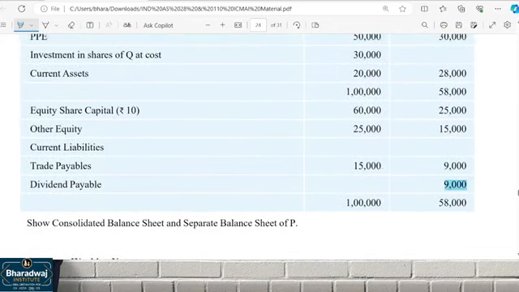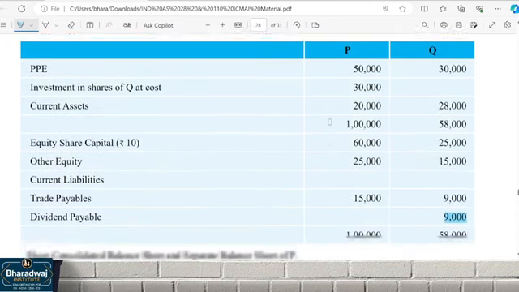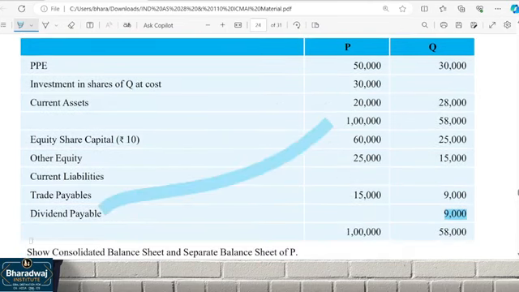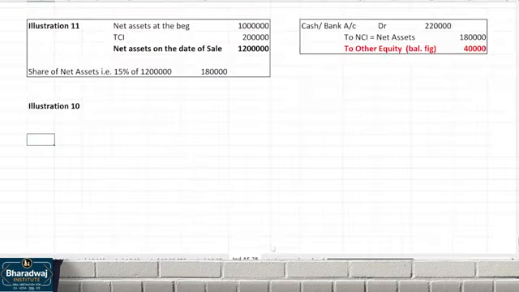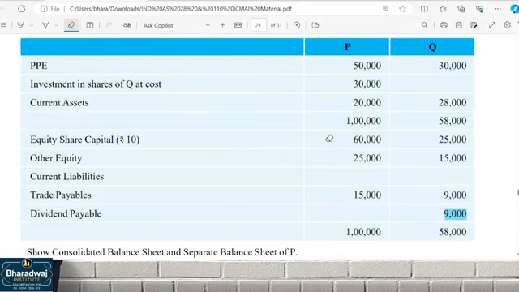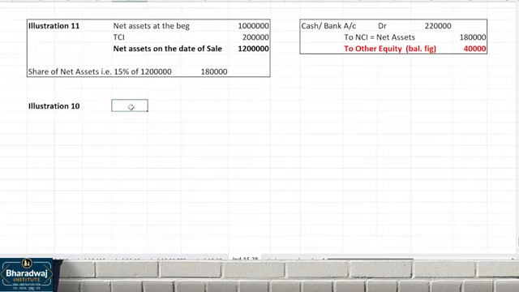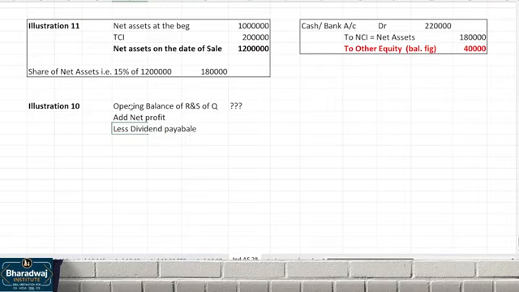Dividend payable has been recorded here, but it's not recorded in the books of P. They ask you to prepare which one? Consolidated balance sheet. Before that, what is missing compared to the other question is, normally what would they give, the opening balance of reserves and surplus. The opening balance of reserves and surplus of Q is missing. Add net profit for the year less dividend payable will give us the closing balance of which one? Reserves and surplus.